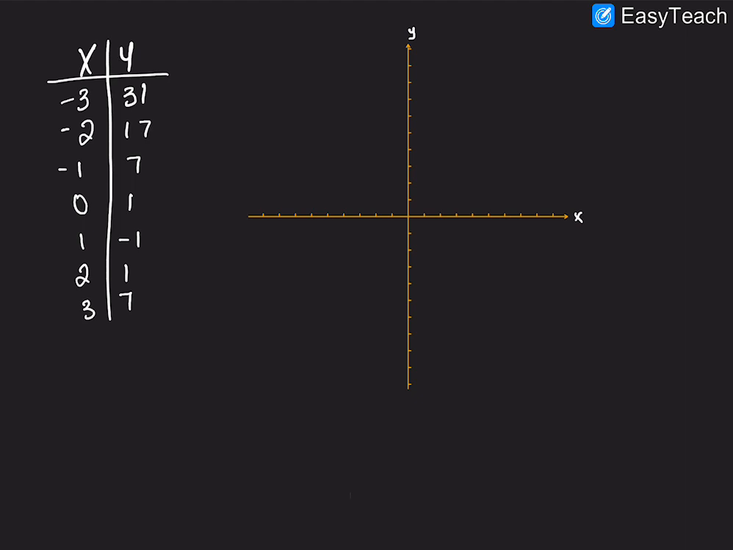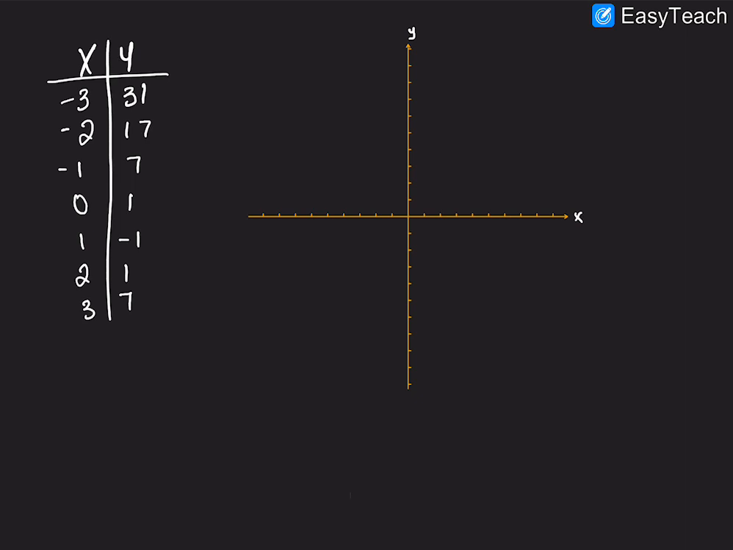So talk with your teacher, talk with your instructor, and be sure of what they want to see on your graph and communicate that with them. So I'm going to do -1 and 7. That's quite an easy one, and I can plot that. So we have a -1 on the x and a 7.